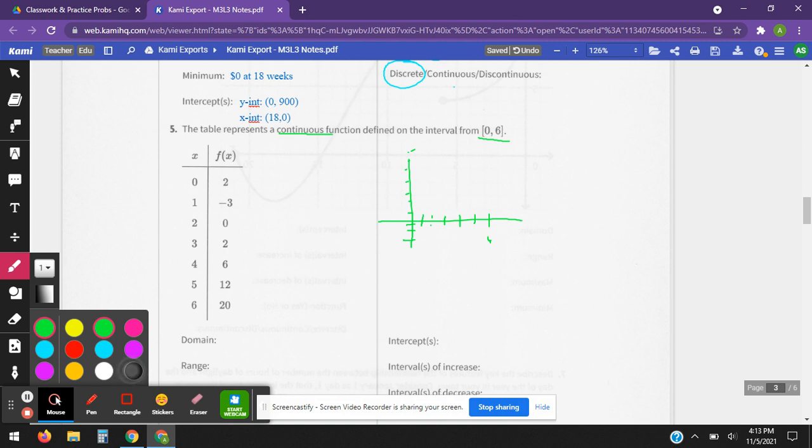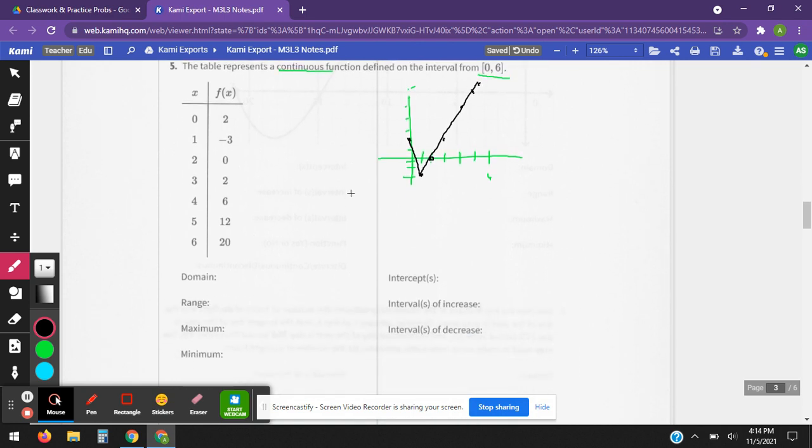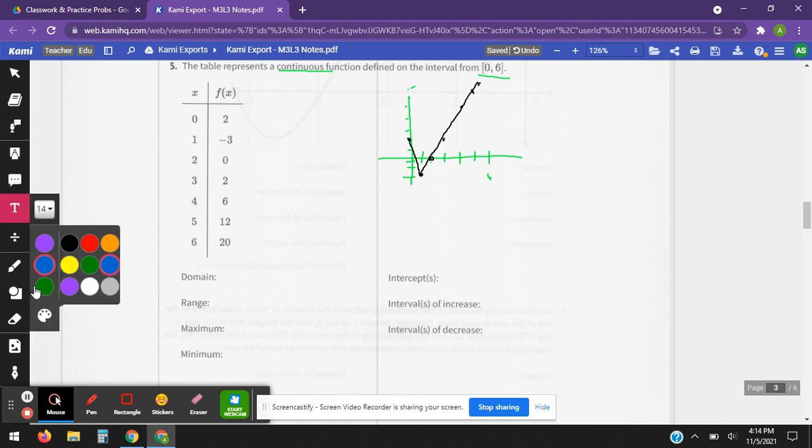Our first point on here would be 0, 2. And then we'd go 1, -3, 2, 0, 3, 2, 4, 6. Okay, and so then they're just getting bigger, right? And it's continuous. So my line is going to go like this, no arrows, because it's just from 0 to 6. So this gives me a little bit of a visual. So as I'm trying to fill these in, I've kind of got an idea.